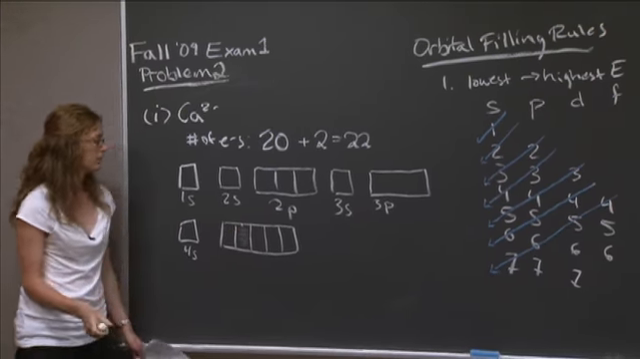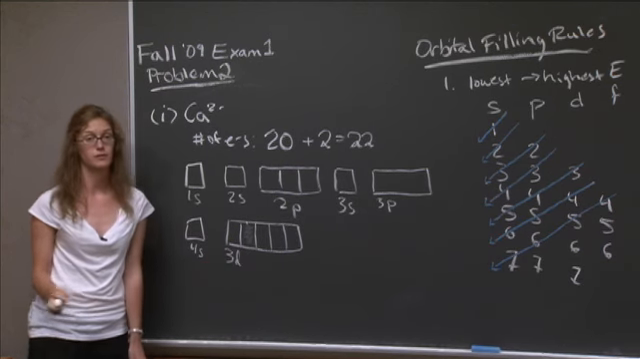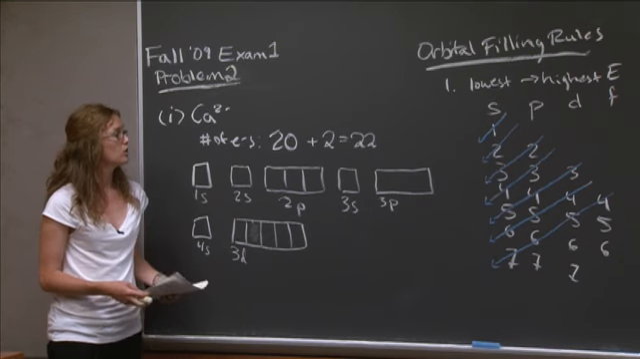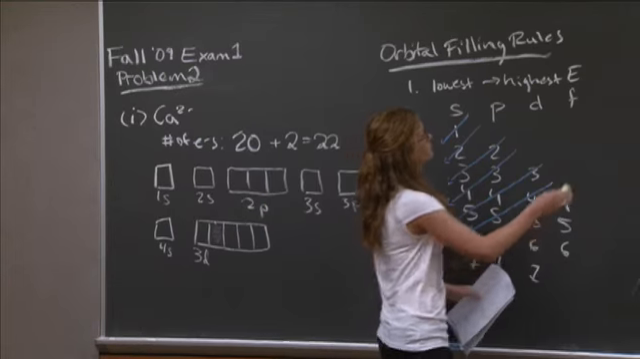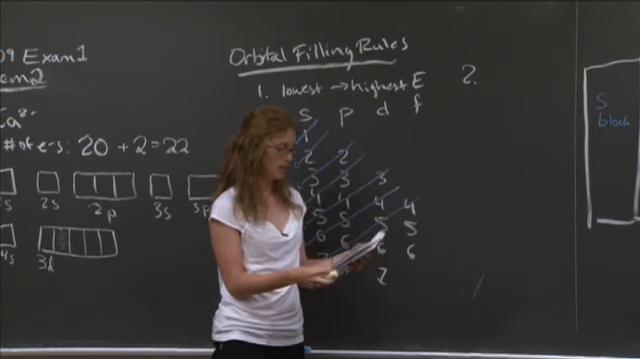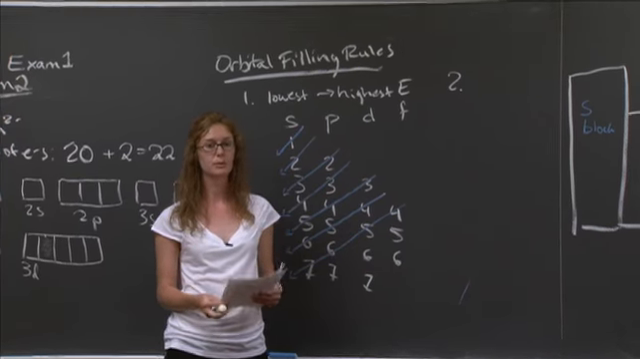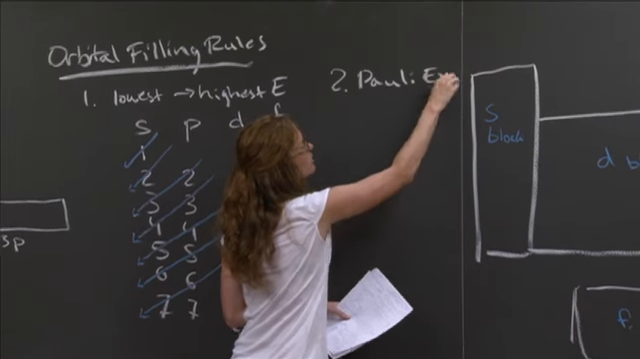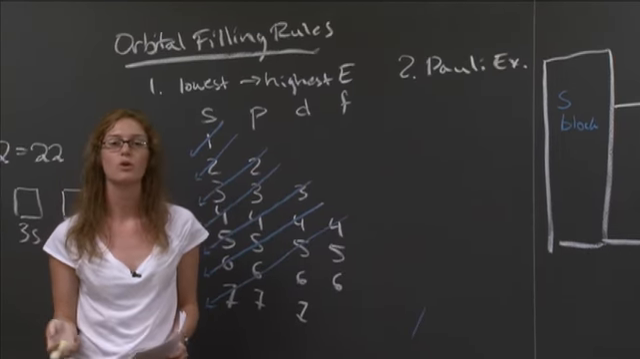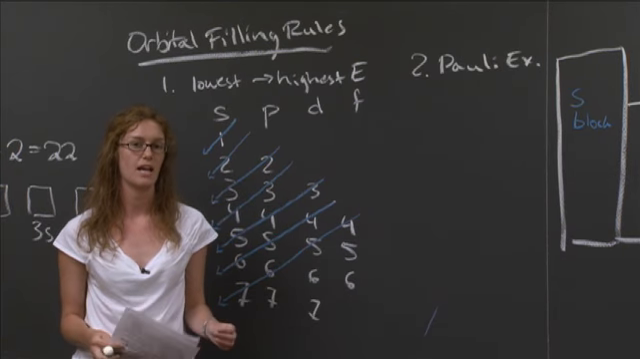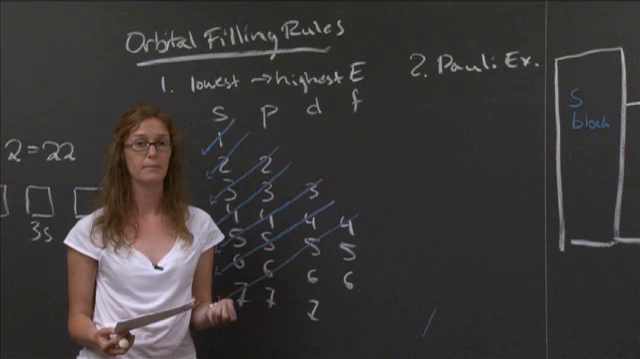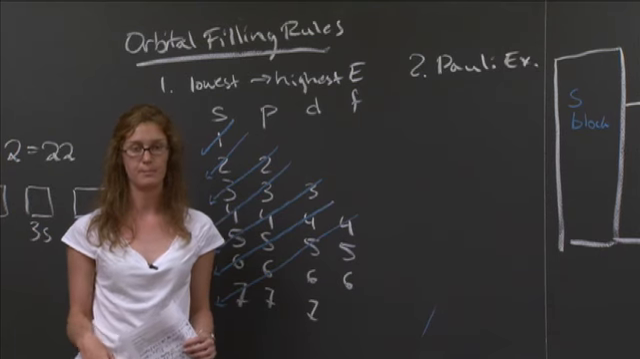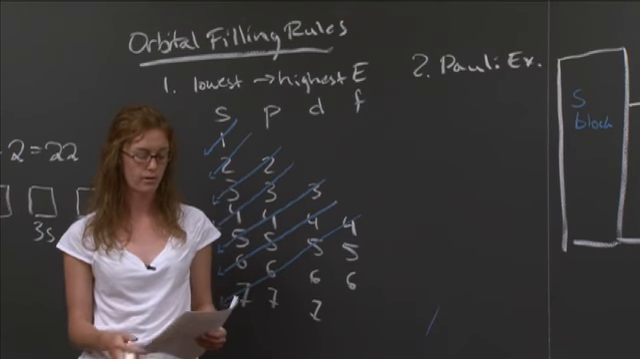Okay. So now that we know which orbitals we're going to fill, we need to know some more rules about filling them. So the second rule is the Pauli exclusion principle. It says that no 2 electrons can have the same quantum numbers. For us, that means that we basically can only have 2 electrons per orbital and of opposite spin. So that's something we need to remember for this.